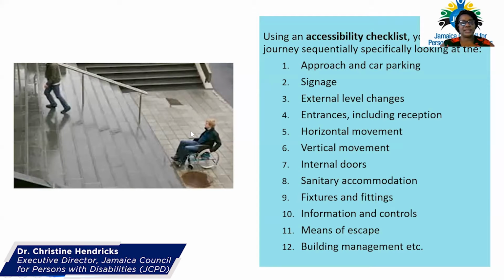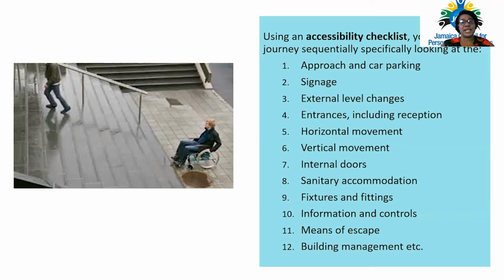It is also important, and the Jamaica Council for Persons with Disabilities can provide support in this by using what we have as an accessibility checklist. It will help employers to journey from the entrance of the workplace to the exit and all aspects of the employment space. So the checklist will help you to look at how you approach your entrance, the car parking, your signage, and the external level changes, meaning whether there are many steps up or a smooth, level ground from which to move from one place to the next.